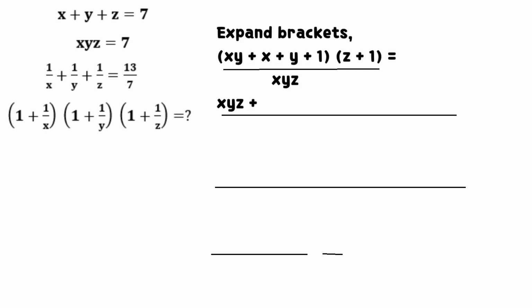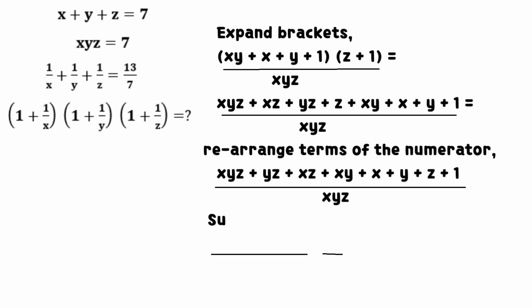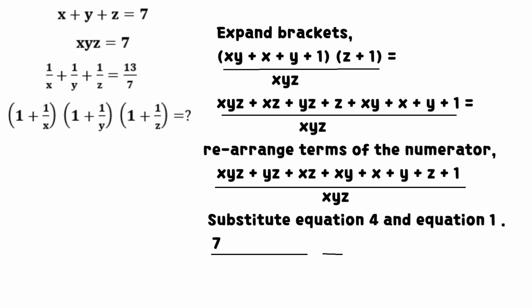Expand brackets and we have that the sum of x, y, and xy and 1, multiplied by the sum of z and 1, all divided by the product of x, y, and z, equals xyz plus xz plus yz plus z plus xy plus x plus y plus 1, all divided by the product xyz. Rearrange terms of the numerator and we obtain a new equation, as shown on the screen.